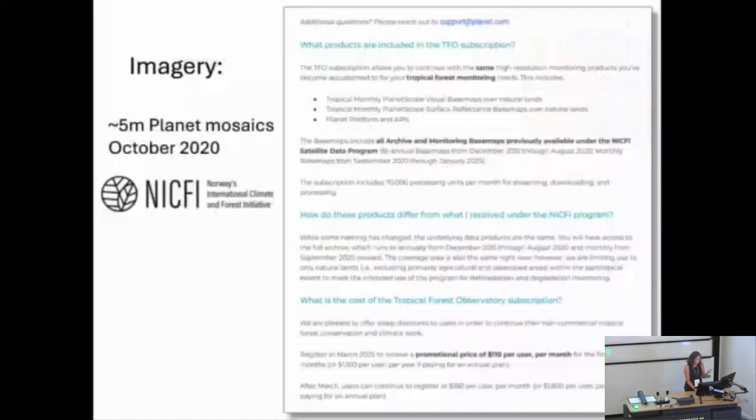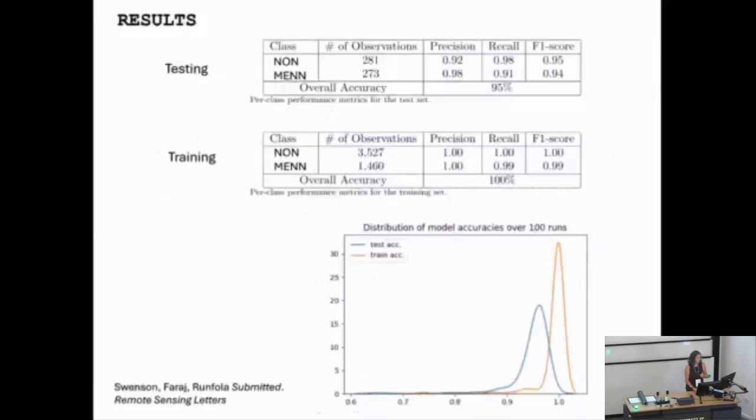And the imagery we chose, we thought, oh, this is great, we're going to use the publicly available Planet NICFI data set, which now this spring costs $110 per user per month, promotion. So that's unfortunate. We thought we were doing something good that could be used by everyone. We might try Sentinel-2 after this, but that's what we did.